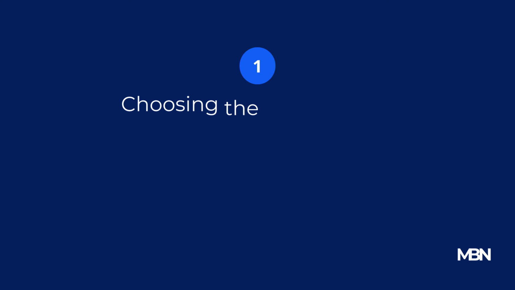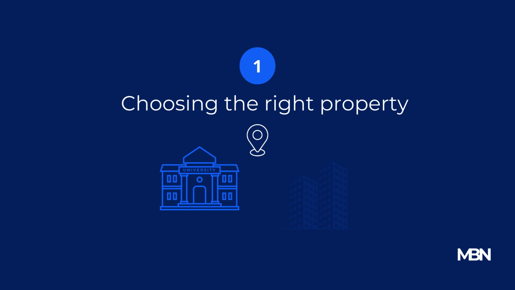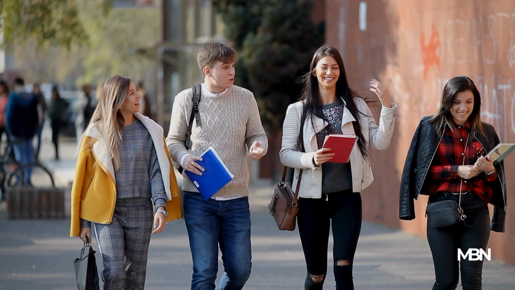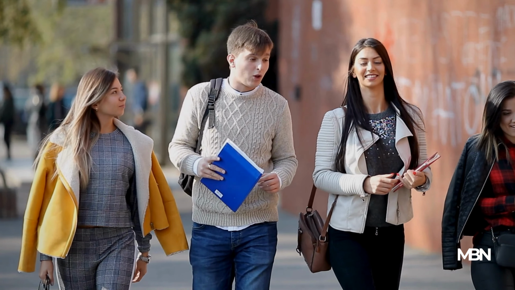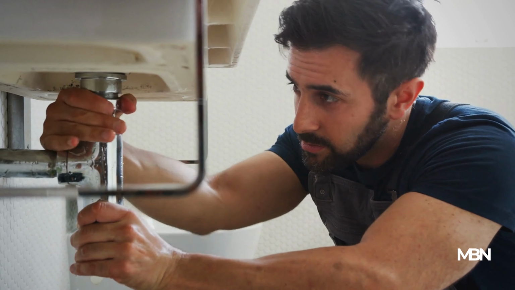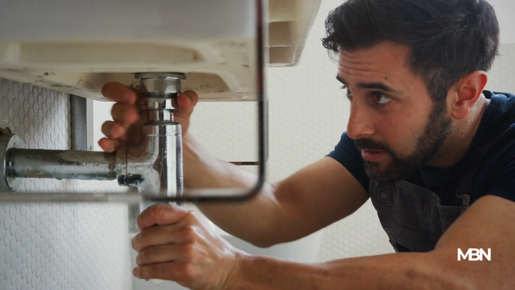The first step is choosing the right property. Location is key. Look for areas with high rental demand, like near universities, offices, or city centers. Think about the type of tenants you want to attract: students, families, professionals, and choose a property that suits their needs. Also, consider the condition of the property. While fixer-uppers might be cheaper, they could require significant investment to make them rentable.